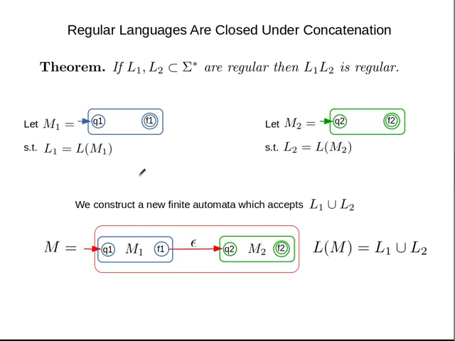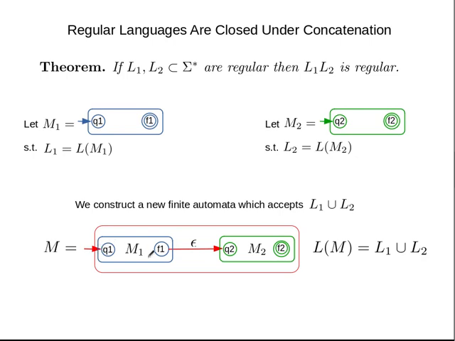And concatenation is even easier. Again, we have automata for L1 and L2, like the previous slide, M1 and M2. And then we construct this automata, right? So from this F1 we make a new epsilon transition to this starting state here. This is no longer a final state in our machine. So this is the final state and this is the starting state.